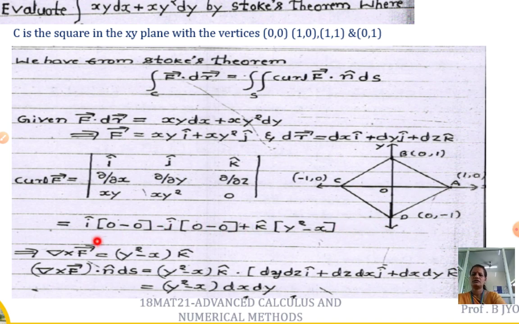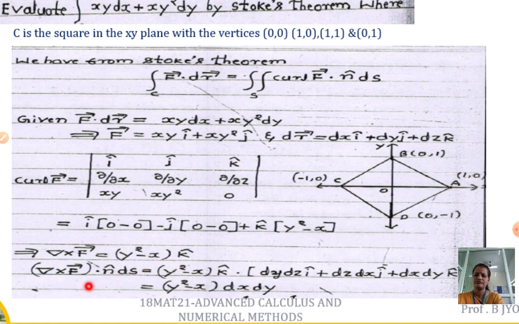So the determinant will be i times 0 minus 0, because dou by dou y of 0 is 0 and dou by dou z of xy square is also 0, minus j times dou by dou x of 0 is 0 and dou by dou z of xy is also 0. Next, k times dou by dou x of xy square is y square, and dou by dou y of xy is only x. So it is y square minus x into k. So curl of F, or del cross F, is given by y square minus x of k.